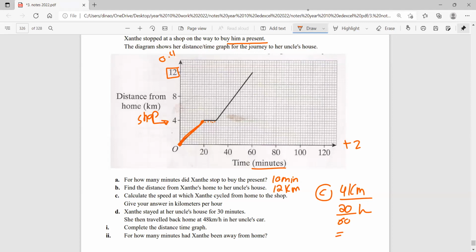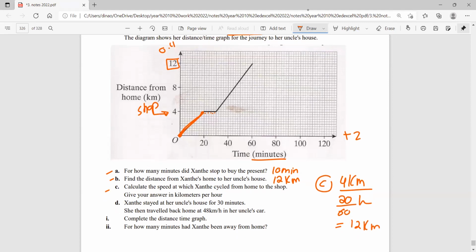Yes, 12 kilometers per hour. So we solve question A, question B, question C. Xanthi stayed at her uncle's house for 30 minutes. Stayed means that we're going to represent this by drawing a horizontal line. Let's see, she stayed for 30 minutes.